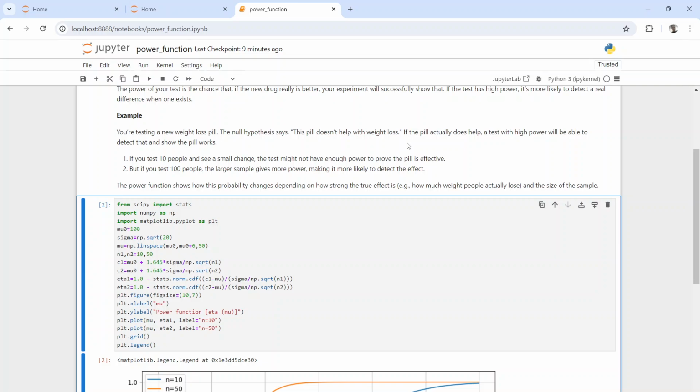So basically, the power function shows how this probability changes depending upon how strong the true effect is, for example, in this case, how much weight people actually lose, and the size of the sample.